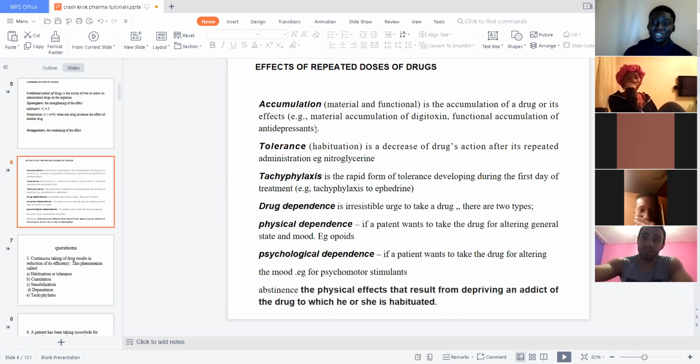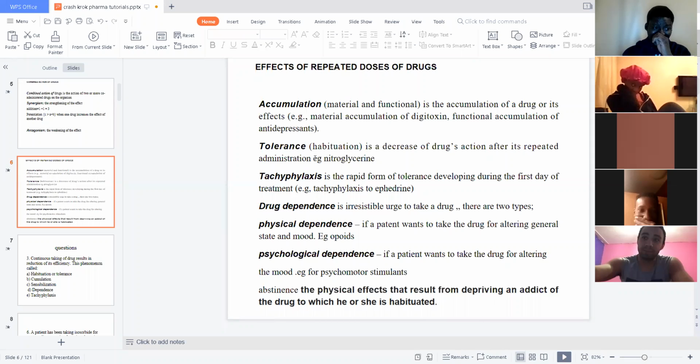Material accumulation is while the drug is yet to be eliminated, so the drug is still in your system. I want you to pay attention to digitoxin. That is very important for a question. When you take too much digitoxin, it accumulates in your system, and then you experience negative side effects. The next one here is tolerance. Tolerance occurs when you take a drug too often, and then you need a higher dose for it to create an effect.